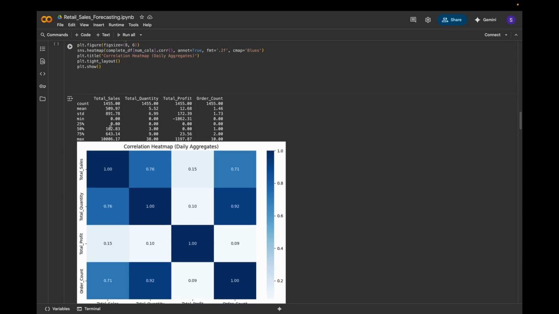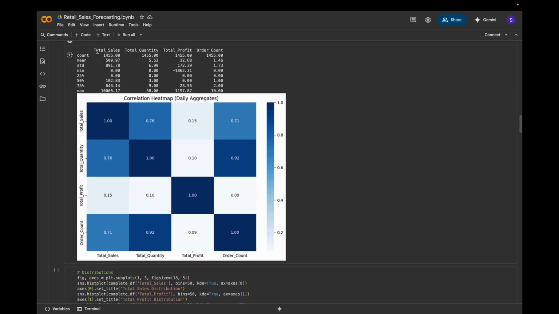So here's our output for this. So here's the columns of total sales all the way to order count. Here's their count, their mean, their standard deviation, their minimum, their 25 percentile, 50 percentile, 75 percentile, and max. Then we move on to the correlation heat map visualization.